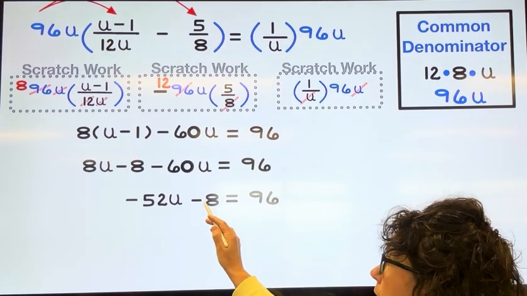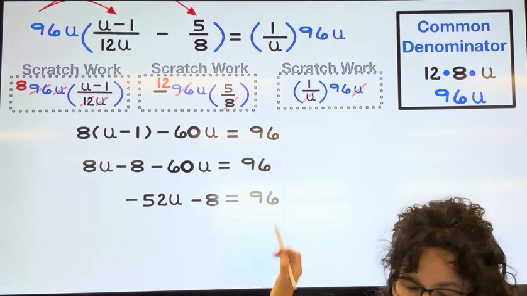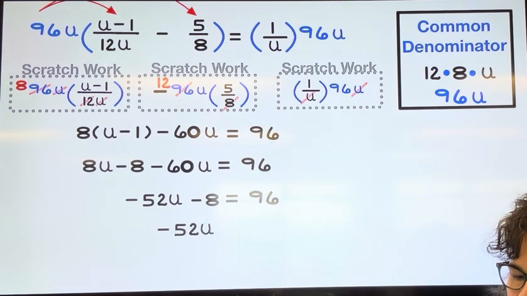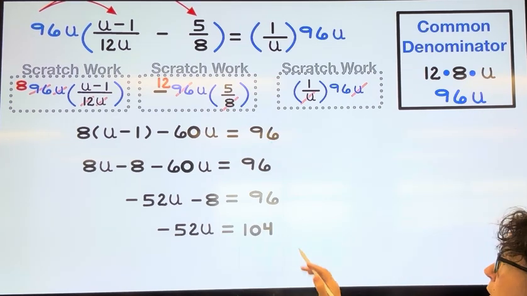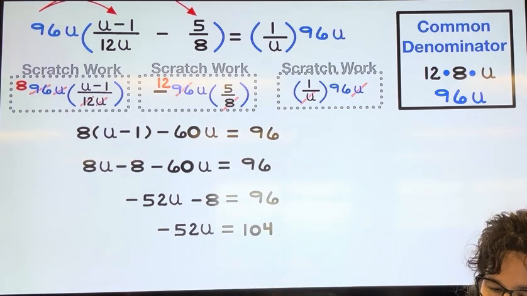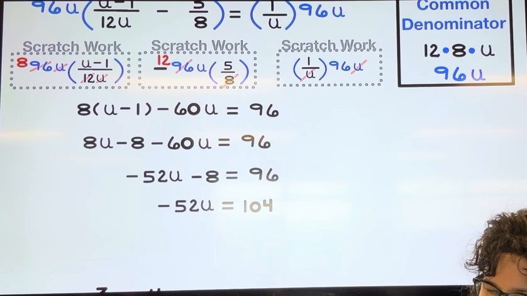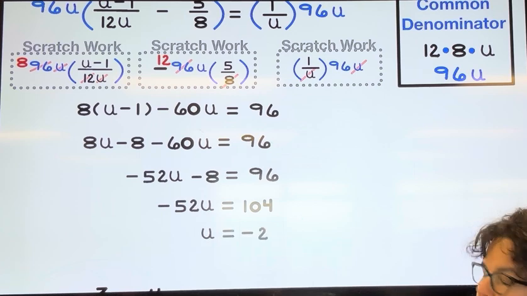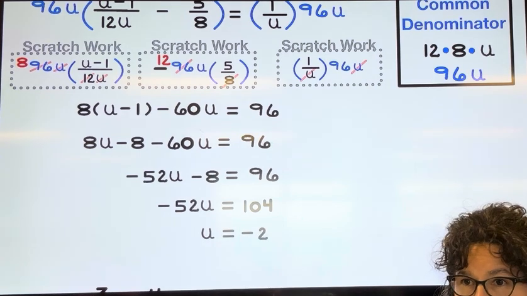Okay, then we're going to move numbers to one side. So add 8 to the other side, and I have negative 52u is equal to 104 after I've added 8. Divide both sides by negative 52. And so u is going to equal negative 2.